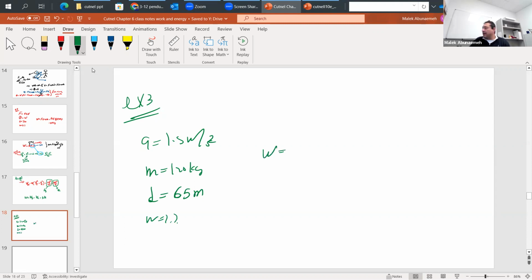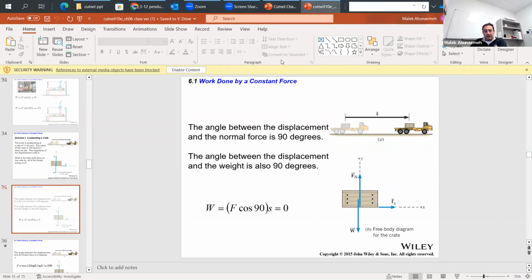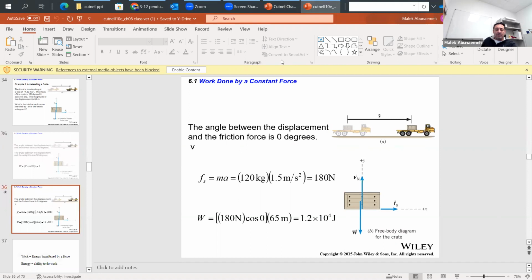And again, your work is F D cosine theta. We're going in the x-axis, so cosine theta is going to be 1, so it'll be force times your distance, which is going to be your mass times your acceleration times your distance. So in this case, it'd be 1.5 times your 120 times your 65. And what do you get? You should get 1.2 times 10 to the 4 joules. So your work is going to equal 1.2 times 10 to the 4th joules. Let's make sure of our answer. And our answer is correct.